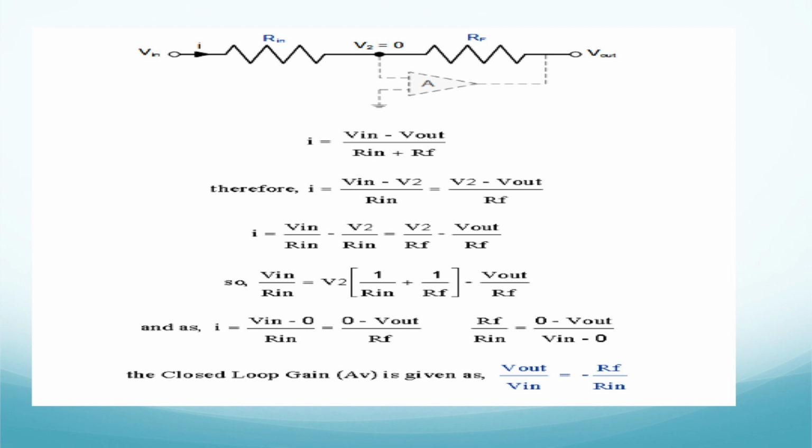If you equate it, you will reach V out equal to minus RF by R1 into V in. This minus RF by R in is the gain of the operational amplifier which we are designing now.